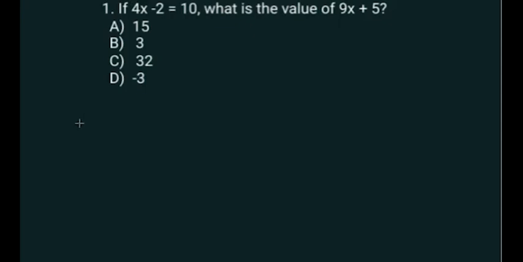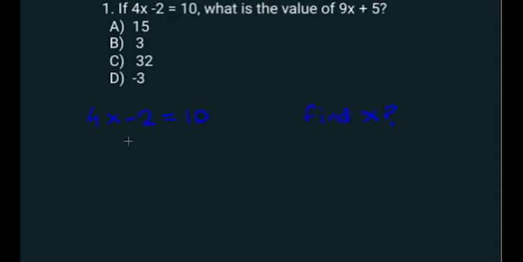So let's do our calculations by hand. 4x minus 2 is equal to 10. So we need to solve for x. When we have x, we can substitute it into the second equation.